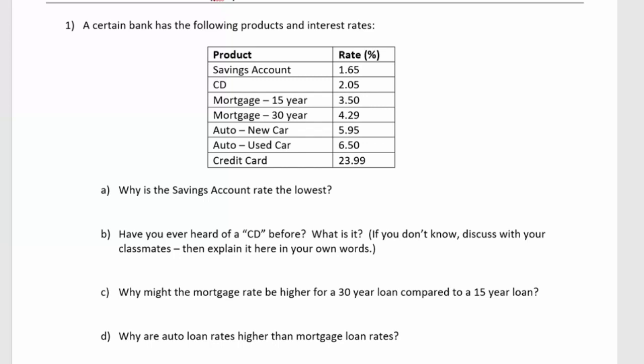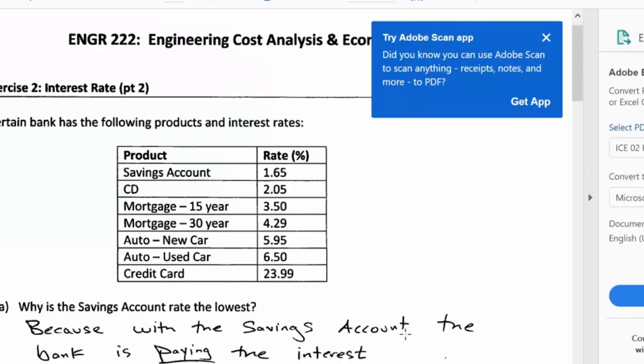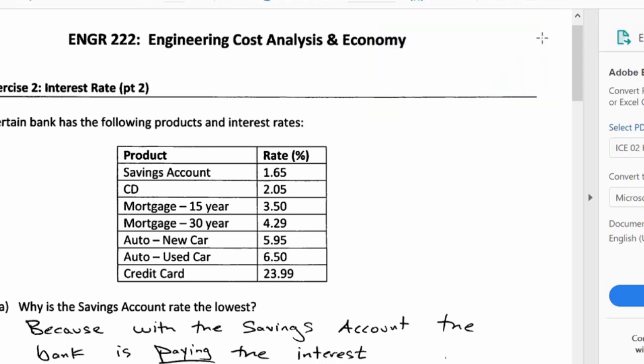So the first thing we see in question A, why is the savings account rate the lowest? The way that I put it is because with the savings account, the bank is paying the interest. So it's a matter of perspective. In that case, they're the borrower, and when they get to call the shots by saying what the interest rate is, they'll have that be pretty low. It's really hard to get ahead today if you're the one who's loaning money to banks. Savings account rates are lower than they've been in a long time.